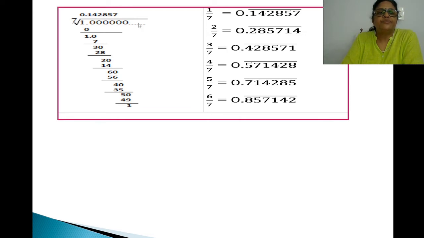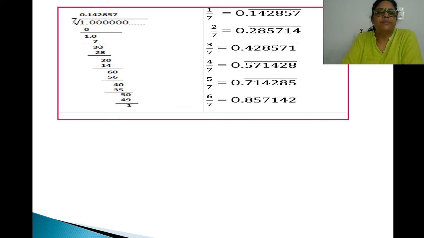2857 and 14. Write the repeating digits: 285714 bar. Now 3 by 7. Where is 3 as remainder? Here 3 is the remainder.